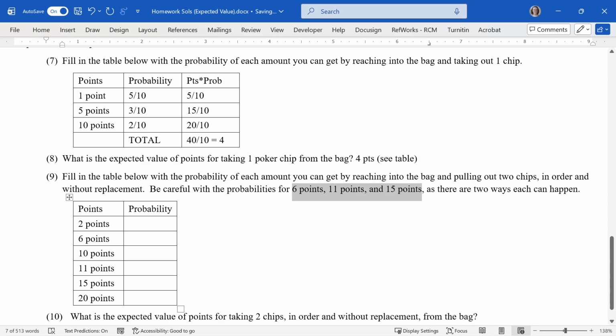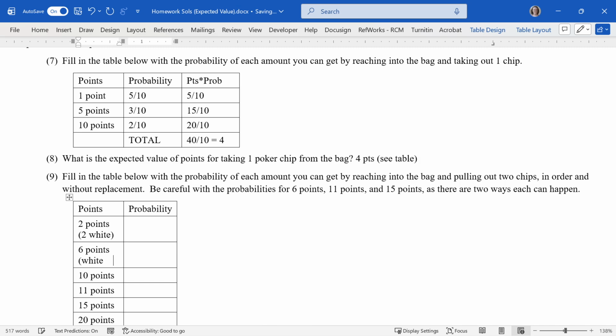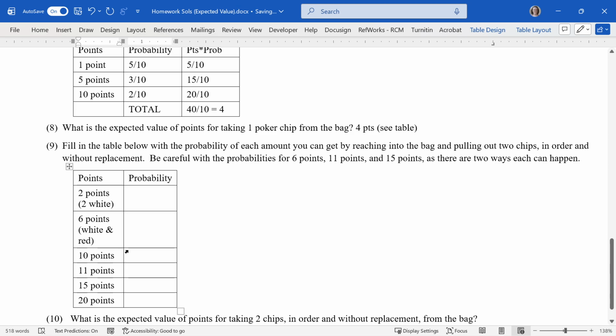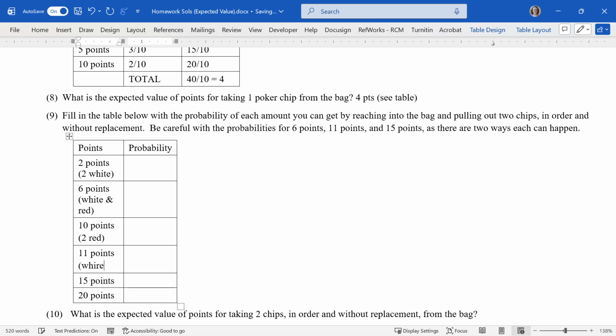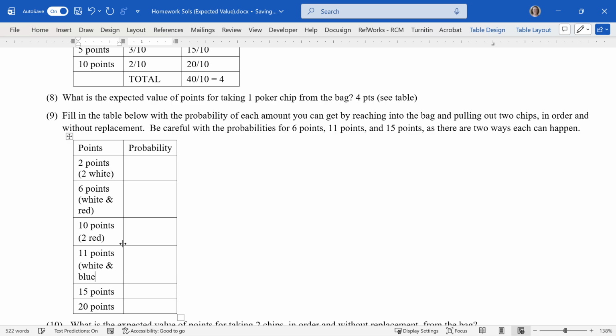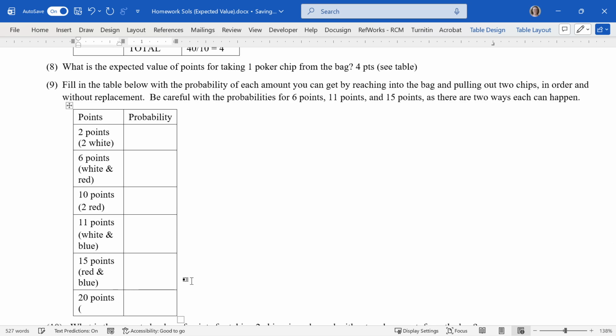So what are the things that can happen? You can get 2 white chips, that's 2 points. If you get a white and a red, that's 6 points. But you could get the white first, or you could get the red first. That's what I mean by 2 different ways. 10 points would be if you got 2 red. 11 points would be, let's see, that'd be 1 plus 10, so that would be white and blue. 15 points, that would be red and blue. So again, it could be red-blue, or it could be blue-red. 2 ways that could happen. And then 20 points would be 2 blue.